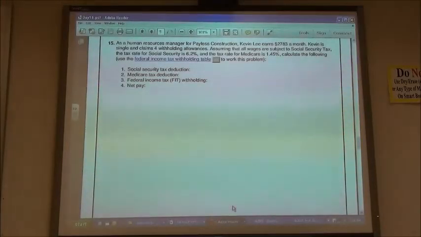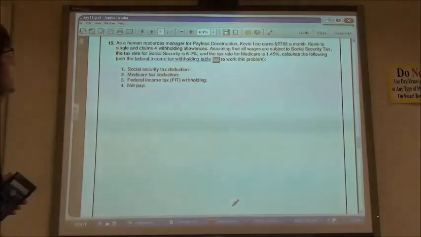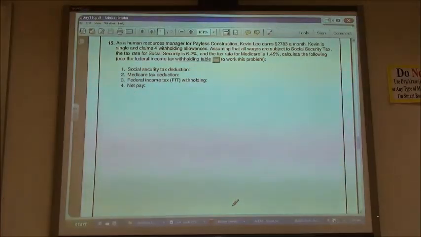So, and last one on this sheet, as a Human Resources Manager for Payless Construction, Kevin Lee earns $2,783 a month. Kevin is single and claims 4 withholding allowances. Assuming that all wages are subject to Social Security tax and the tax rate for Social Security is 6.2%, the tax rate for Medicare is 1.45%. Calculate the following, and again we're going to use the table in order to figure that out.